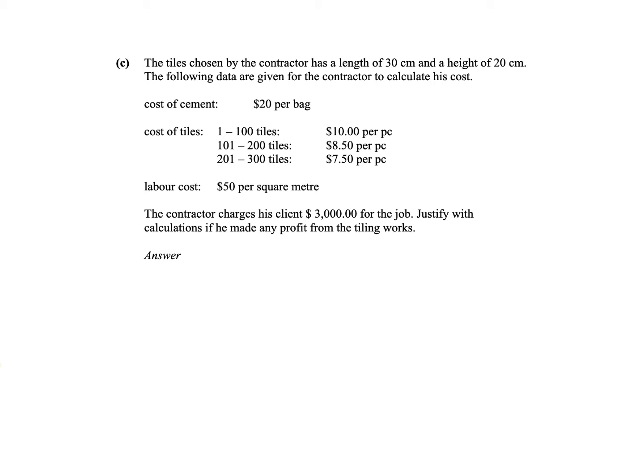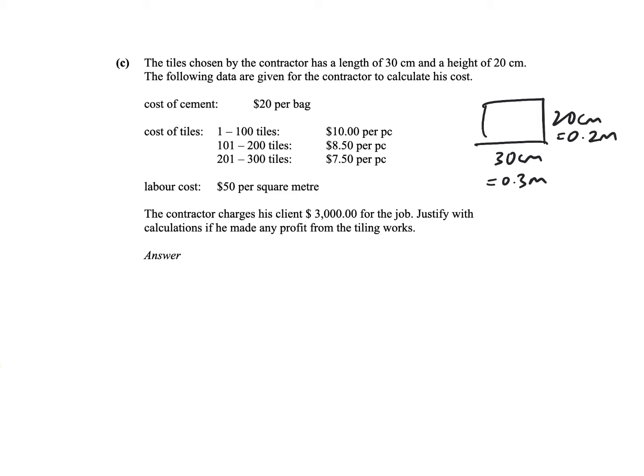So in this case, the tiles chosen by the contractor have a length of 30 cm and a height of 20 cm. Okay, so really, I think I should draw it out. Usually I'll just do this. It's just clearer for me, 30 cm and height 20 cm. And I see that everything so far has been done in meters, so I'm just going to convert this to 0.3 meters and 0.2 meters.